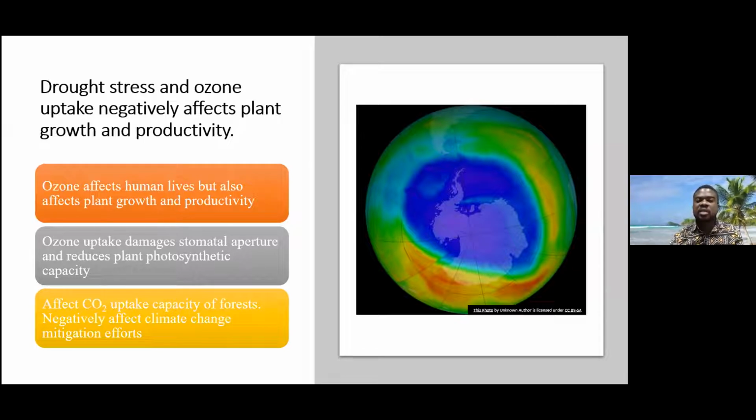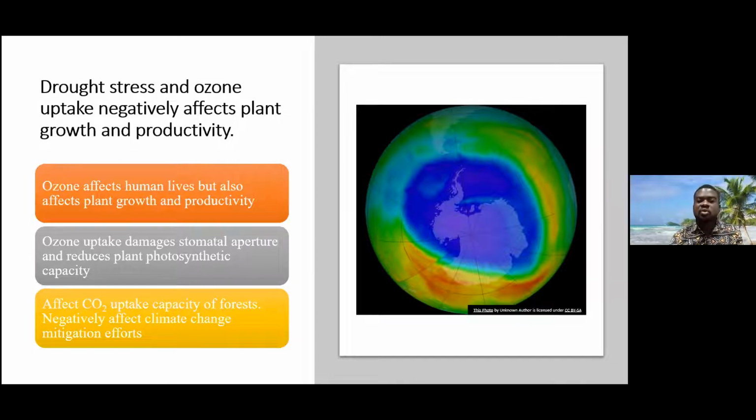It affects human health and leads to loss of lives. Thousands of people die every year as a result of poor air pollution. But it also affects plant growth and productivity. Each year, billions and billions of dollars worth of crops, wheat, maize, and so on, are lost as a result of ozone damage. And ozone is taken up into the stomata of plants, those very, very tiny holes in the leaves that open up to allow carbon dioxide into the leaf for photosynthesis.